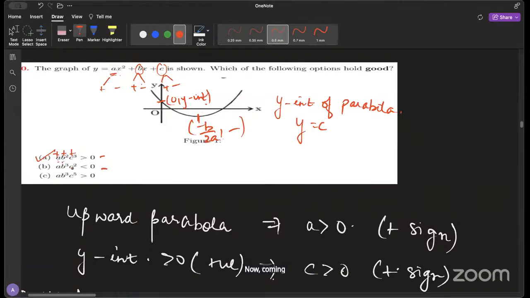Now coming to the second one, a is positive, b is negative, right? b is negative, and it's cubed here. So if b is negative, b cubed is also negative, right?